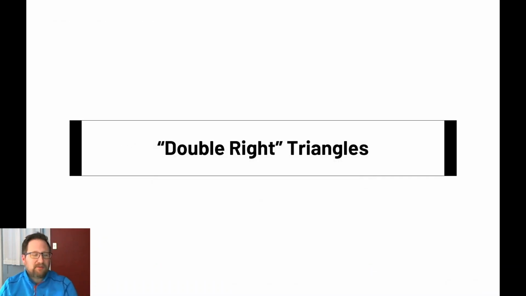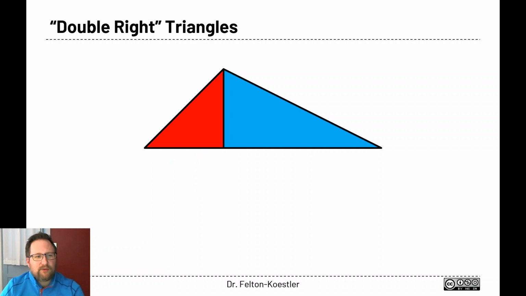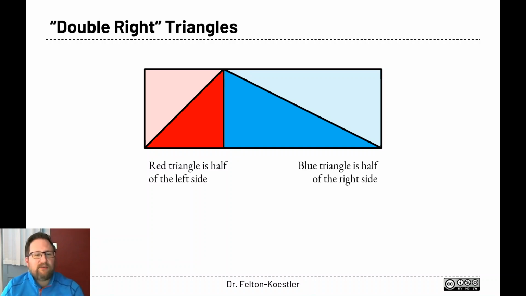All right, I'm going to call these double right triangles, which is certainly not a mathematical term, but I think it applies. So I've got a triangle that looks like this, and this triangle has a base, this triangle has a height, and part of how I can think about my triangle is as split up into a red triangle on the left and a blue triangle on the right, and these are both right triangles, which are a little easier for me to work with. I'm going to enclose this whole thing in a rectangle again, and now I can see that the red triangle is half of this side, and the blue triangle is half of the right side.